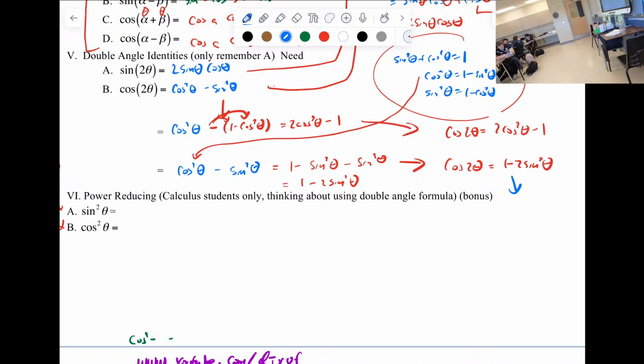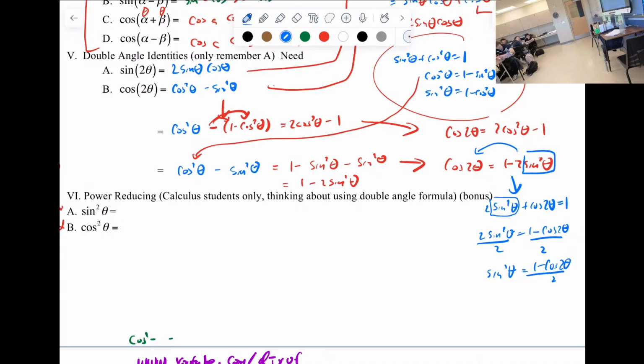So if I'm switching this around, if I solve for sine squared of theta, I can move this to this side. So it'll be 2 sine squared of theta plus cosine of 2 theta is equal to 1. Does that make sense? And I can solve for this. How do I solve for this? 2 sine squared theta is equal to 1 minus cosine 2 theta. And I can divide by 2 on both sides. So sine squared theta is equal to 1 minus cosine of 2 theta over 2.